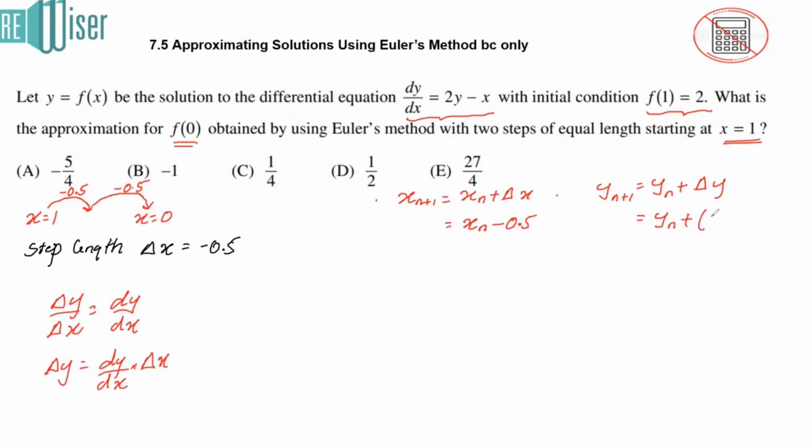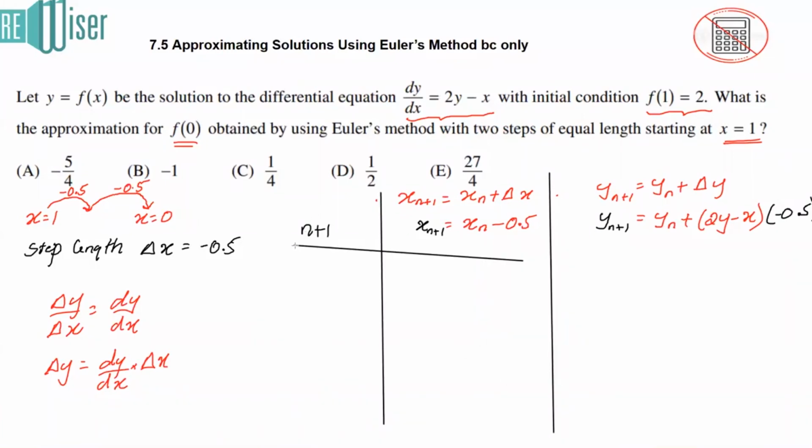So change in y can be written as dy by dx, which is nothing but 2y minus x, multiplied by change in x. The change in x is nothing but negative 0.5. And this is what will be y_(n+1), and this is x_(n+1). Now, I'm just going to make it like a table: n+1, x_(n+1), and y_(n+1).